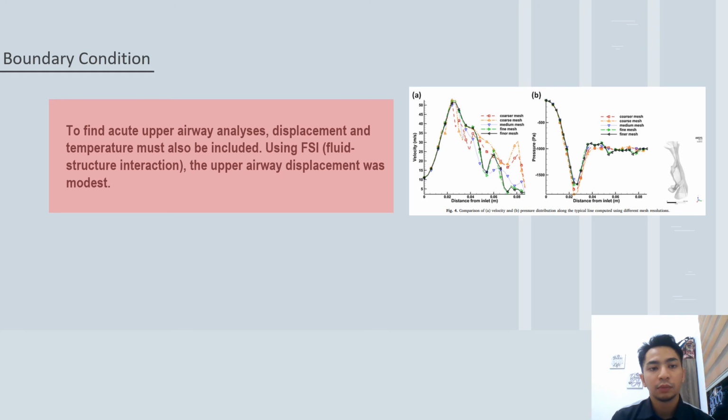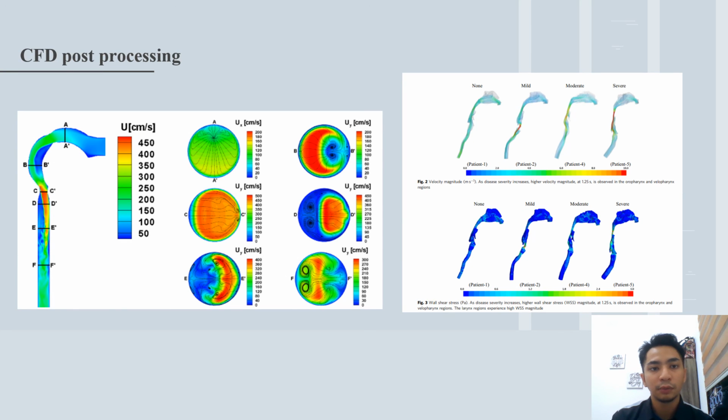Boundary condition. To find acute upper airway analysis, the placement and temperature must also be included. Using FSI, fluid structure interaction, the upper airway displacement was modest. There are graphs A and B. The first one is velocity across distance from inlet. Second, B, pressure across distance from inlet. Then this is CFD post processing. You can see the picture. This CFD post processing, you have two types.